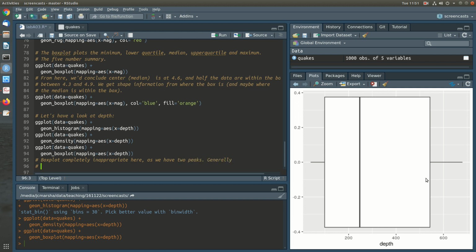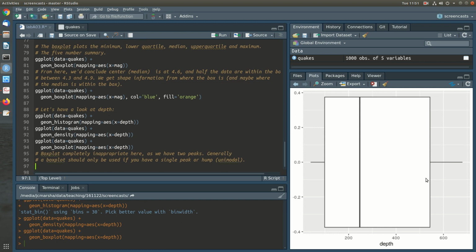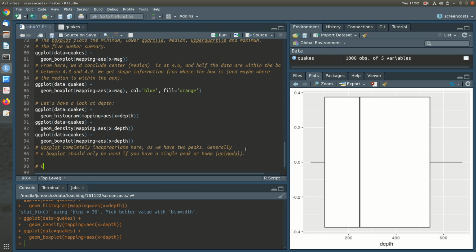So generally, a box plot should only be used if you have a single peak or hump. This is sometimes known as unimodal. The mode would be the most common value. So if you've got multiple modes, or bimodal, you've got 2 most common values, if you like. Otherwise, stick to a density or histogram.